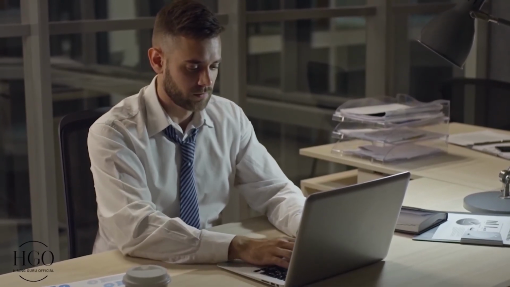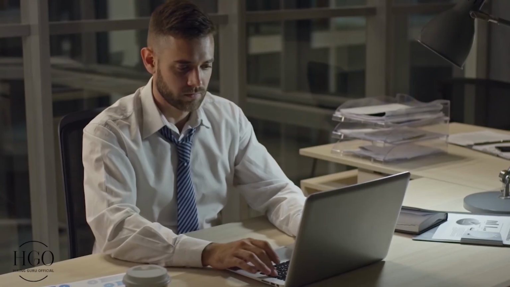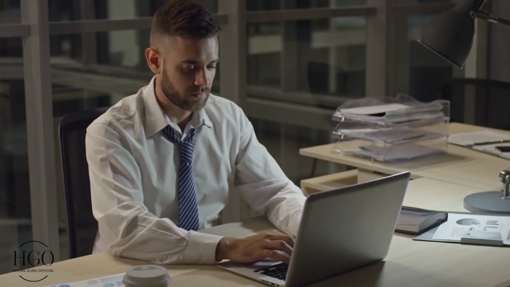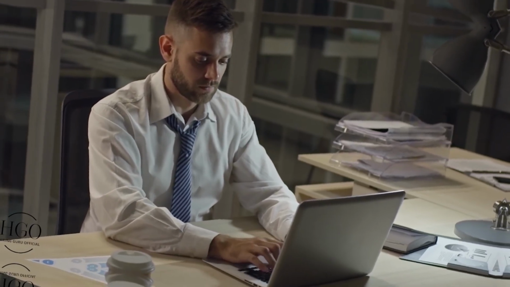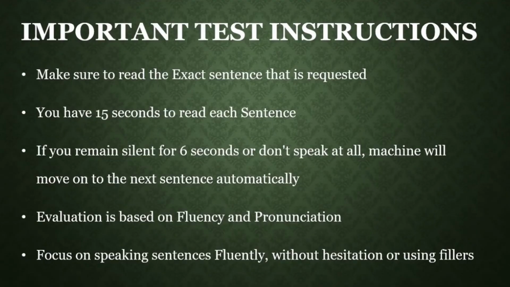Trust me, this is the easiest section of this test, and you should aim to score as high as possible in this section. Now there are few things that you need to keep in mind. Make sure to read the exact sentence that is requested and not anything else. If you're asked to read sentence number 5, then you shouldn't read sentence 1. You will have 15 seconds to read each sentence, and if you remain silent for 6 seconds and do not speak at all, the machine will automatically move on to the next section.